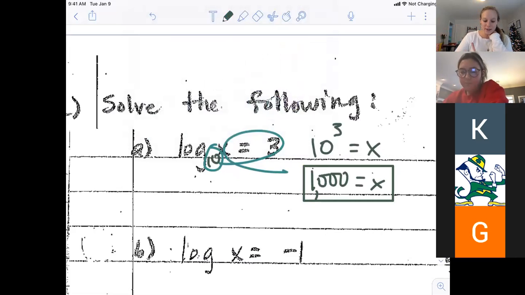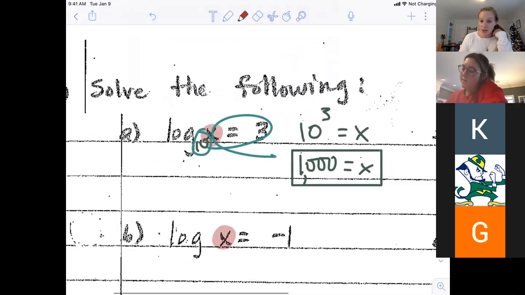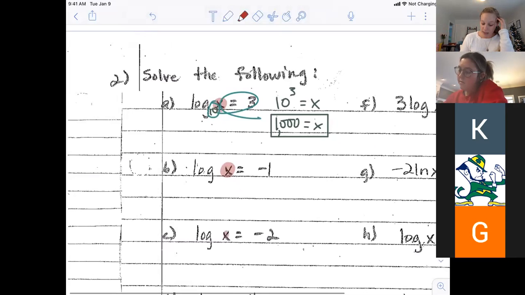So my difference here is my variable is what I'm doing my log of. And so my answer is not going to be the exponent. It's going to be like the number raised to that power. All right, so let's keep going.